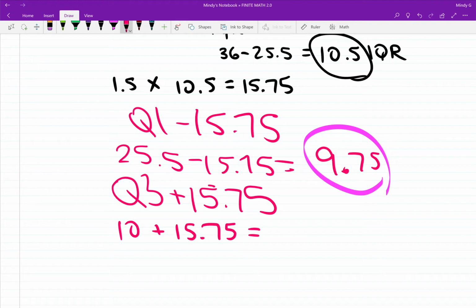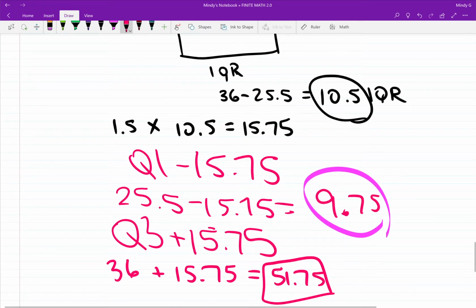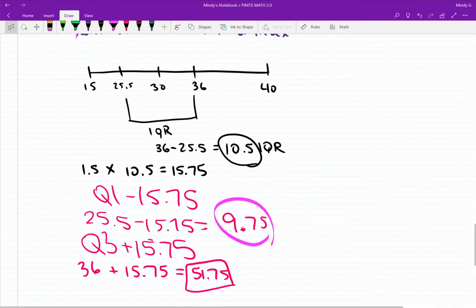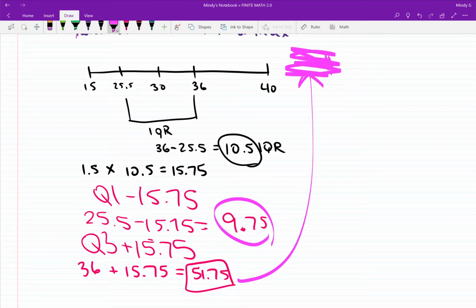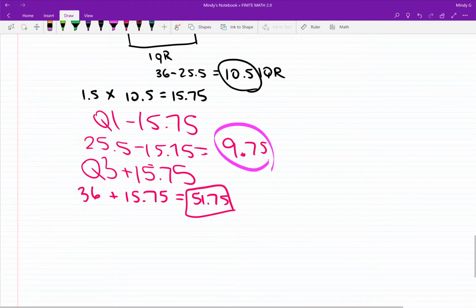What is the number of Q3? This one. Oh, okay, 36. So 36 plus 15.75 is 51.75, and I did that in my head, so if y'all want to check that, you can. Do you see how 40 falls within? It falls on the inside of these two values that I found. Okay, there are no outliers present in this data. So we say no outliers here.